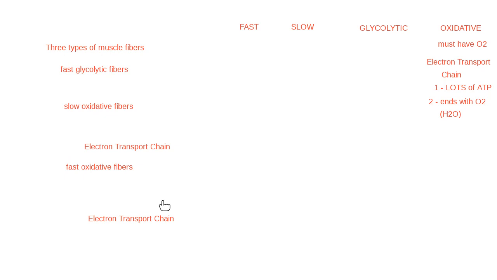So two of my three types of muscle tissue, let's underline my names here so we can separate them. Two of the three types of skeletal muscle tissue in your body need oxygen to be able to make their ATP. The other type of muscle tissue in your body is called glycolytic muscle tissue. The word glycolytic means I use a process called glycolysis.